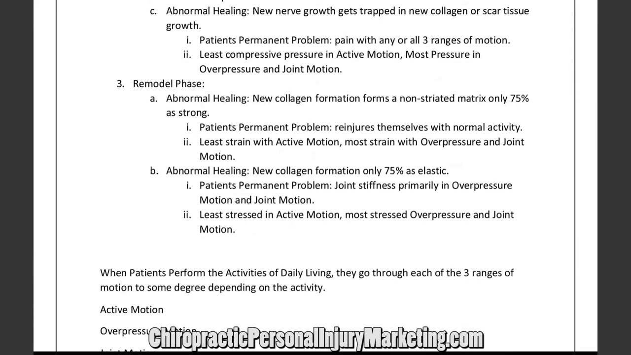They re-injure themselves with normal activity. Least strain with normal range of motion, active range of motion, most with overpressure and joint motion. That's where the injury will occur. Abnormal healing due to new collagen formation is only 75% elastic. So if it heals permanently wrong, joint stiffness, where? Well, primarily in overpressure and joint motion.